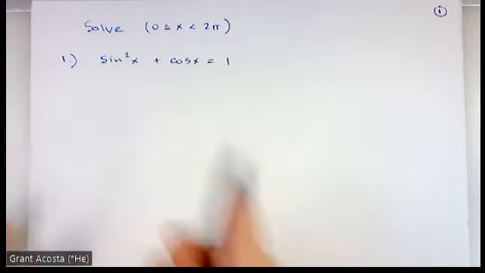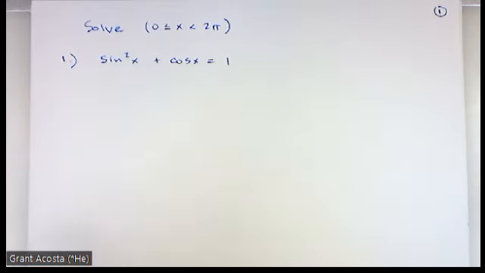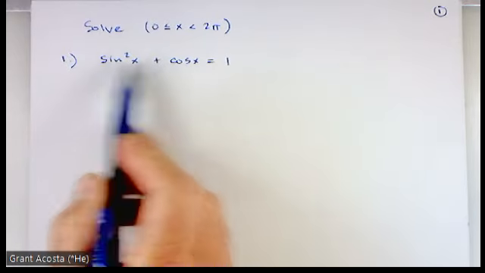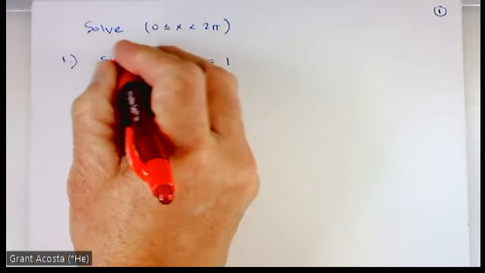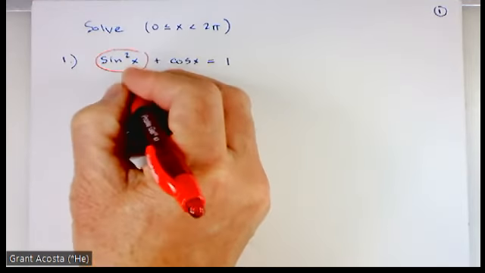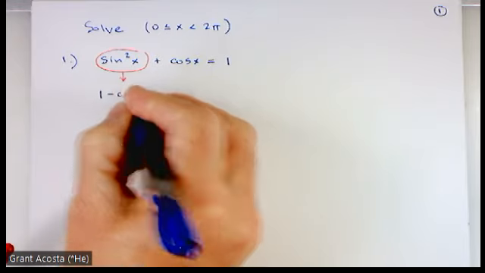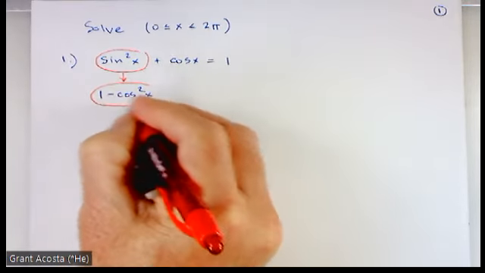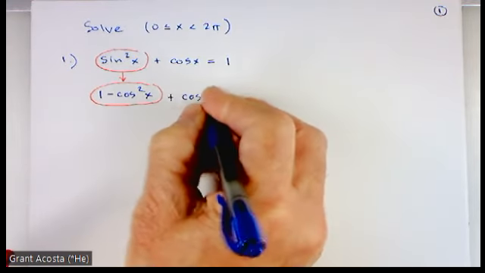And generally speaking, you don't want two different trig functions in the same trig equation. You want to get it in terms of just a single trig function. So I don't have any identities for just cosine of x, but I do have one for sine squared x. We know that that could be replaced with 1 minus cosine squared x from the Pythagorean identity. And so that would be good because then I'm changing this whole equation just in terms of cosine.